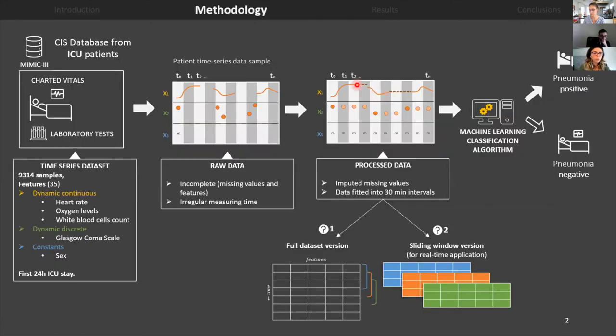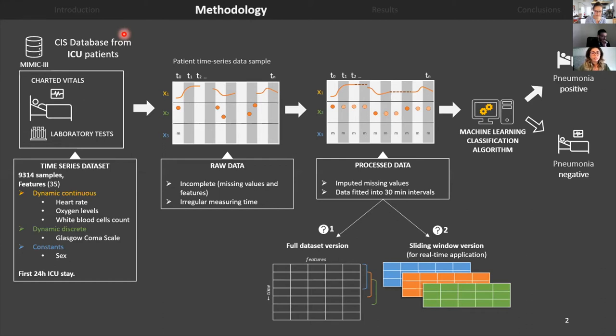Well, in order to do so, we extracted some data. We constructed a data set from MIMIC3, which is a database from ICU patients. We extracted the charted vitals, as well as some laboratory tests, in order to get a data set composed of over 9,000 samples from adults. And it has 35 features of three different categories. First, dynamic and continuous, such as the heart rate or oxygen levels. Second, dynamic discrete, such as the Glasgow Coma Scale, or constants, such as sex or age. And we only consider the first 24 hours of the study.